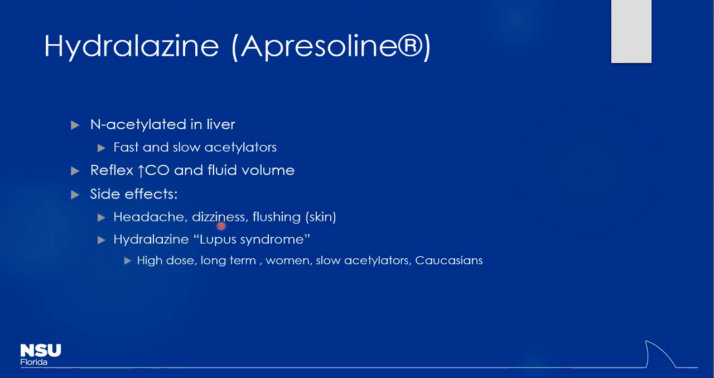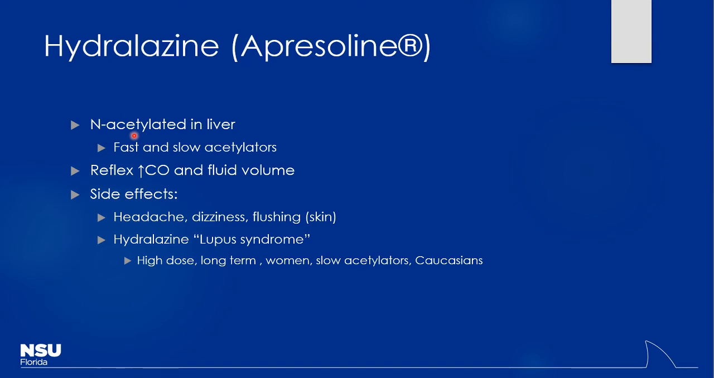Now, this is important in terms of how it gets metabolized. It goes through N-acetylation in the liver here. Now, this is important because you have some patients who are going to be fast acetylators, and some patients who are going to be slow acetylators. So which type of patients do you think hydralazine would work better in from an antihypertensive standpoint? Slow or fast acetylators? Slow. Okay, so slow acetylators.